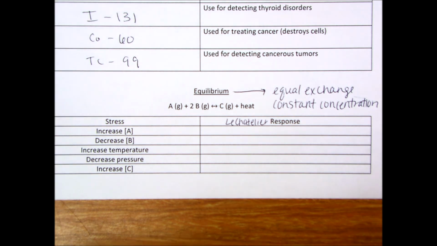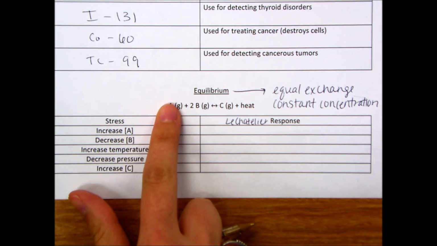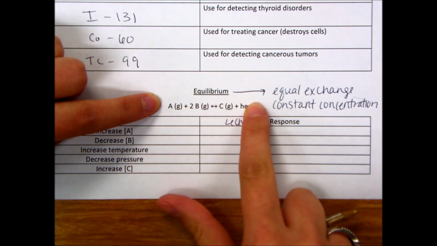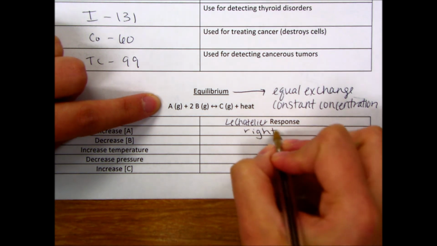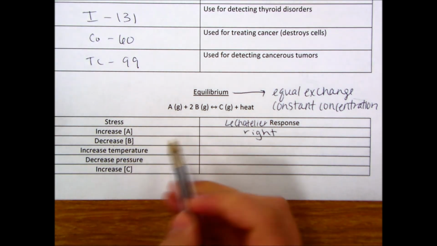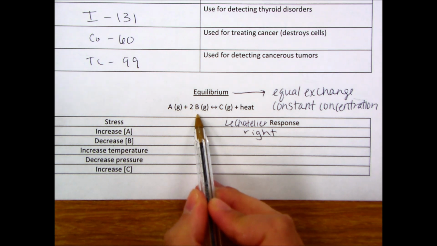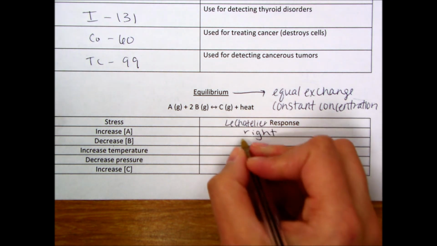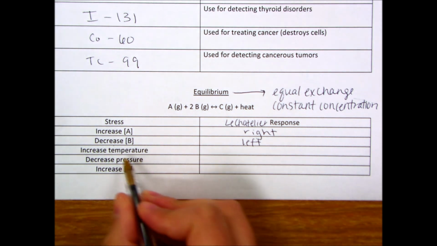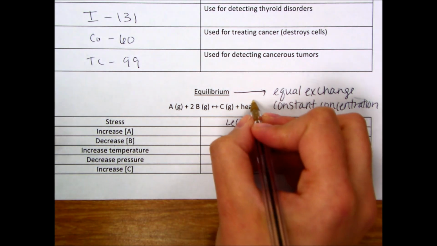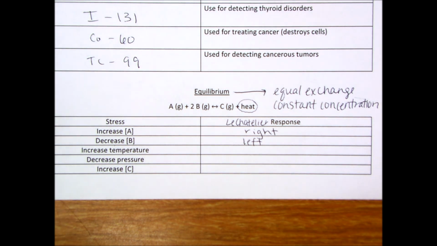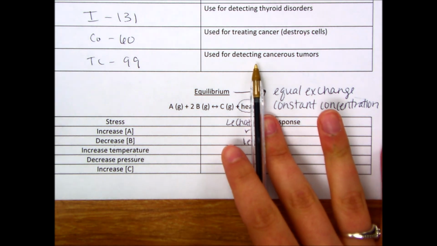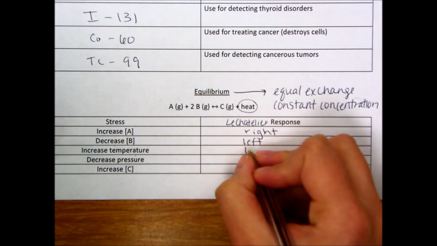So we'll go through 5 examples here. If I increase the concentration of A, the system is going to respond by shifting away. It's going to shift to the right. If I decrease the concentration of B, decrease one of my reactants, the system is going to respond by producing more of what we just lost, so it's going to shift to the left. Increasing temperature, well, this is an exothermic reaction. Heat is a product, so you can think about temperature being a product. If I add more of this product, it's going to shift left, away from that stress.